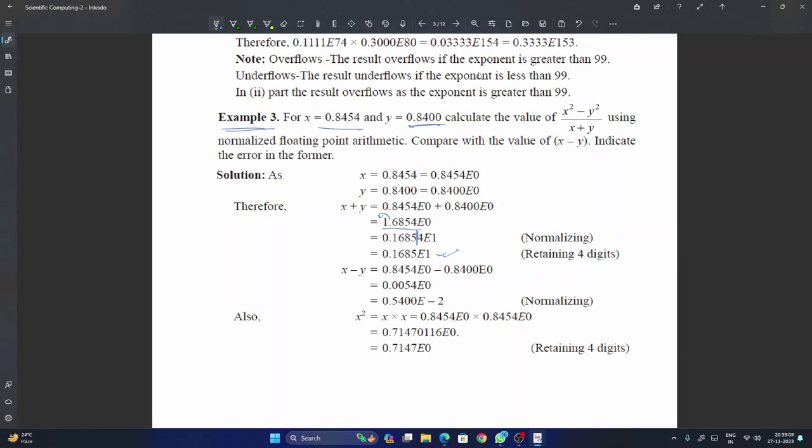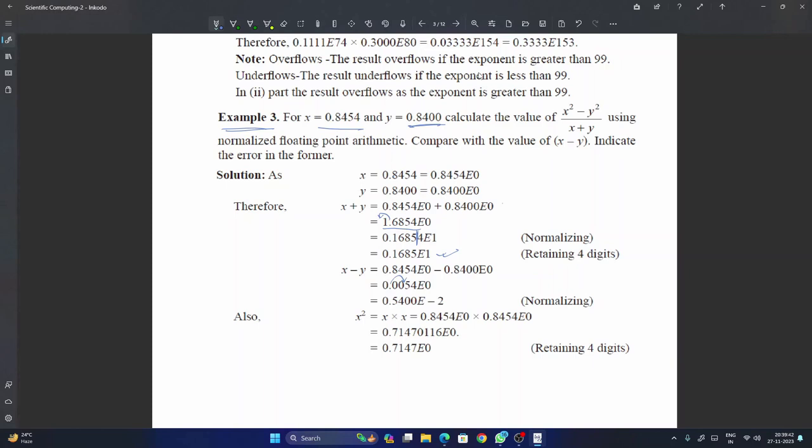Now in the final saving, this 00 is not acceptable in the normalized form, because in the normalized form after the point you must have a non-zero value, so it will shift the point from here to there, before the 5. So that's why the exponent will be reduced by 2. So 0.54, and these two blank spaces will be filled by 0, and E minus 2. So that is the normalized form for x minus y.